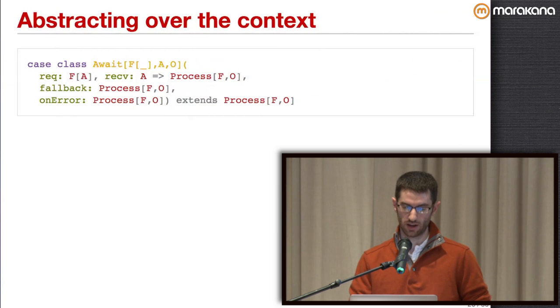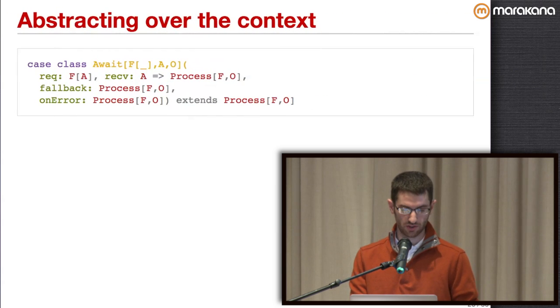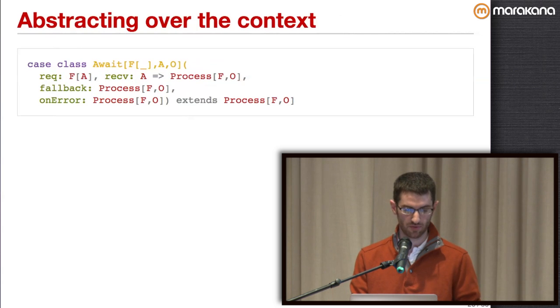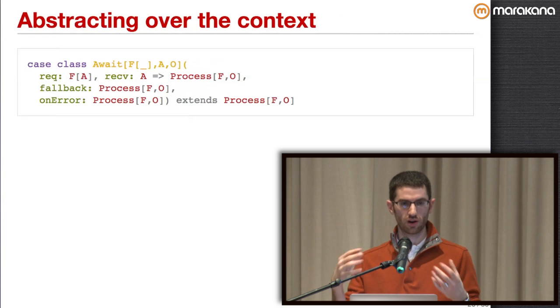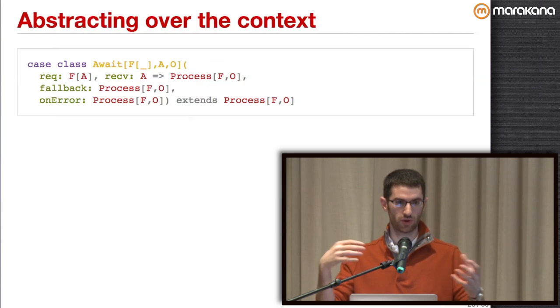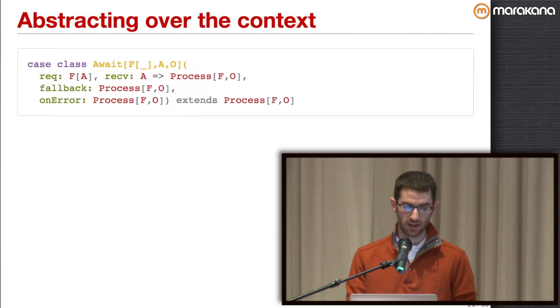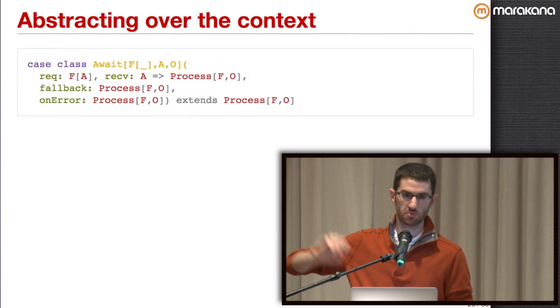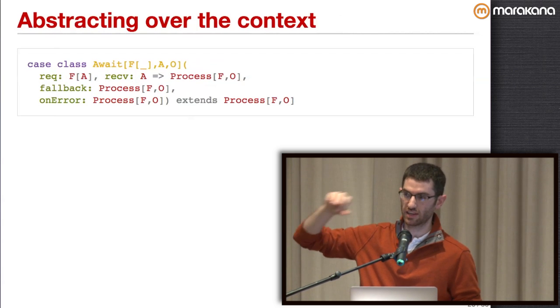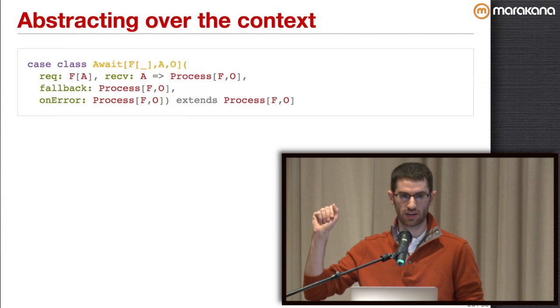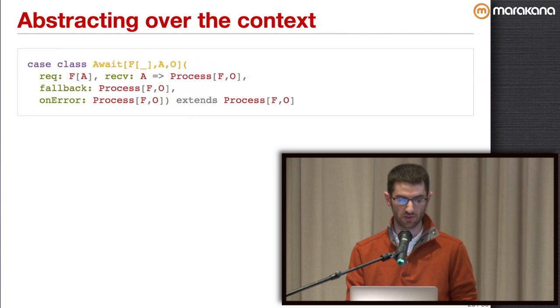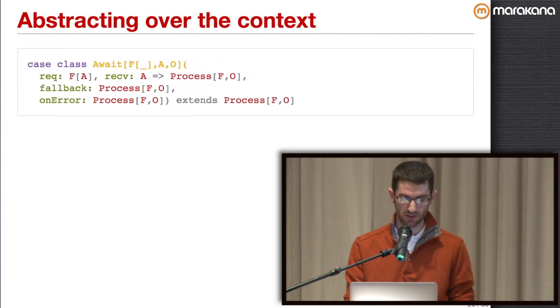So if we want to generalize this, we need to abstract over the context. Here's how we can do that. I've changed the await constructor. Now it's parameterized on this type constructor f. You can think of f as the request type. It controls what are the types of requests that this stream processor can make. And for any request that it can make, f of a, somebody else is going to be responsible for evaluating that f of a, giving me an a, and then calling the receive function to transition to the next state. So these two a's, of course, have to agree. And then the other stuff here is the same.